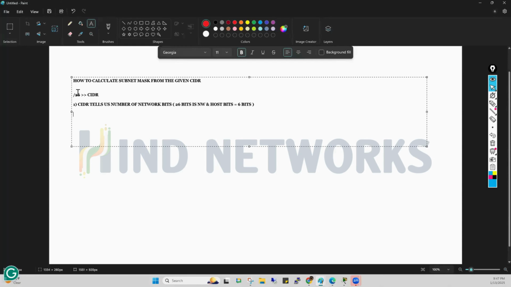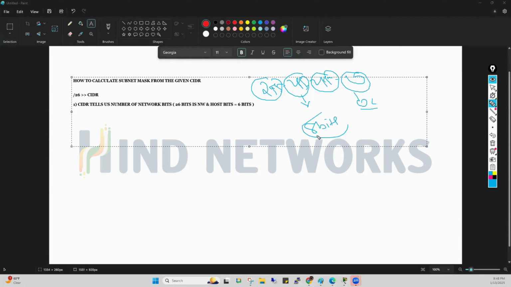Now see here. First of all, you need to write this in the form of bits. How can you write it? See here, slash 26. You know how we write the subnet mask. Generally we write 255.255.255.0 like this. This is called an octet. And in each octet, maximum how many bits can you write? 8 bits. In each octet, there are a total of 8 bits.